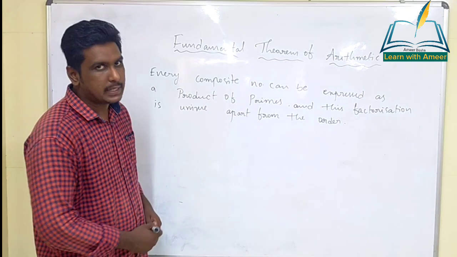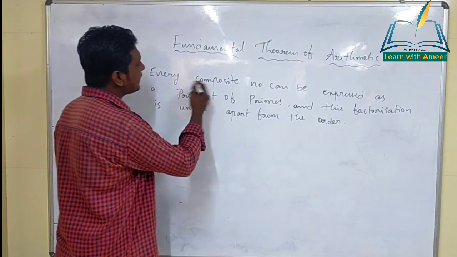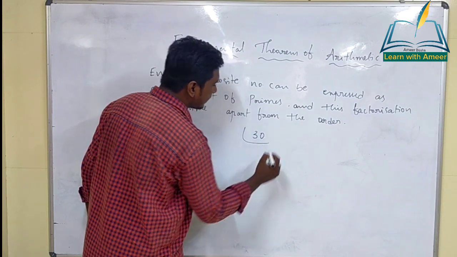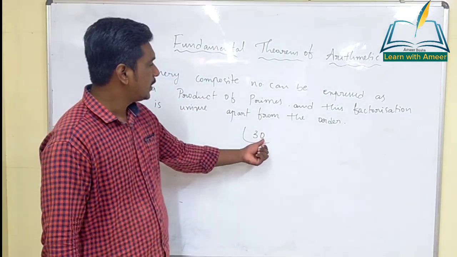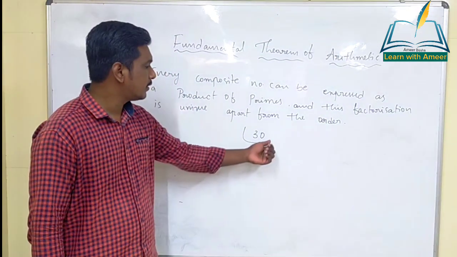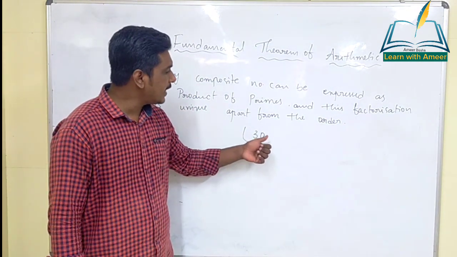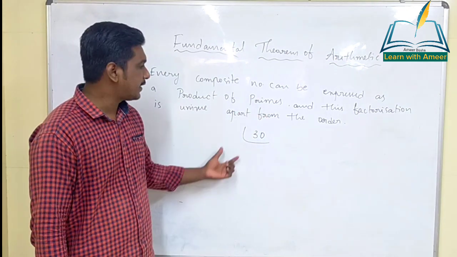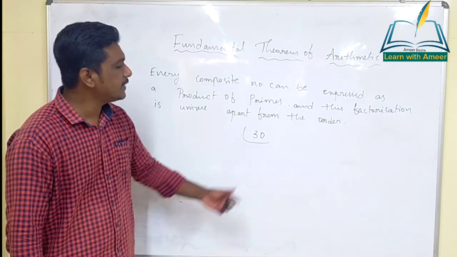So what we will do now, children, is try to understand this theorem by taking one example. First, let us take some composite number. Imagine this is 30. We've taken 30 here, and we'll try to write this 30 as a product of prime factors.